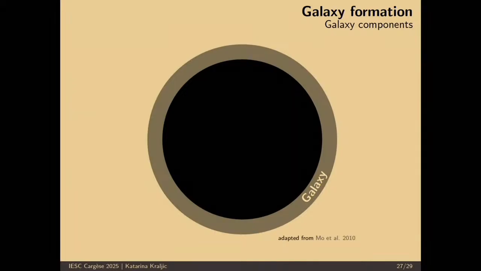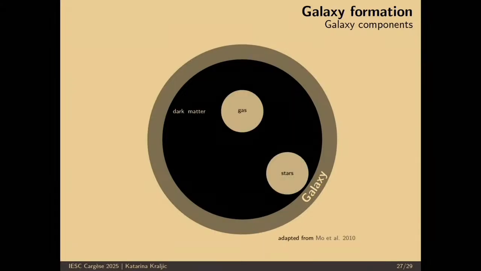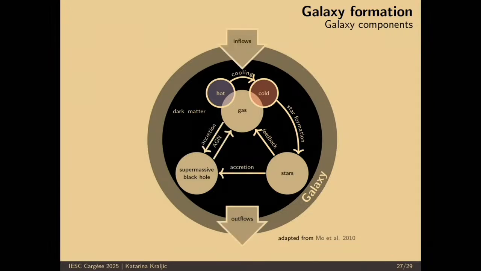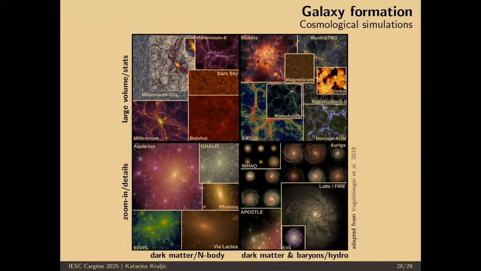Maybe I will show you just quickly. So the way to think about galaxies is that they contain dark matter with gas and stars, where gas cools, they form stars, eject stellar feedback, they form and grow black holes, and so on and so forth. But the important thing to keep in mind is that galaxies are not closed, isolated systems, okay? There are all these inflows and outflows. Galaxies interact and merge.